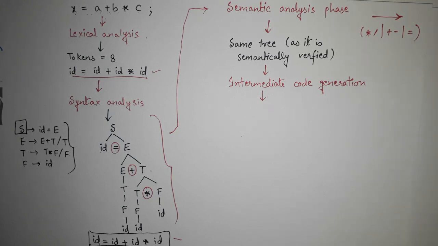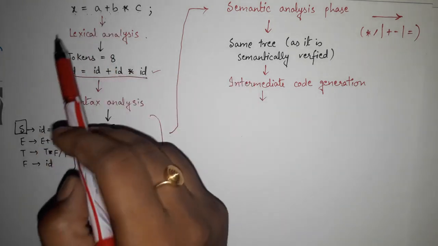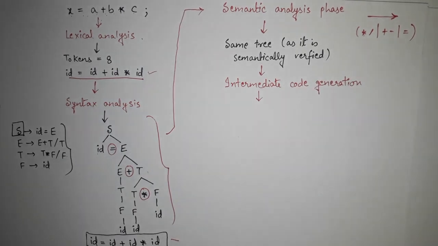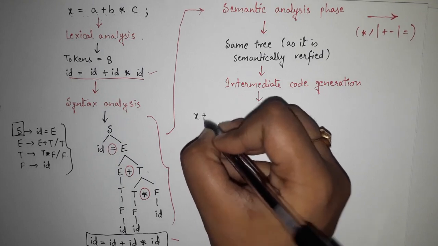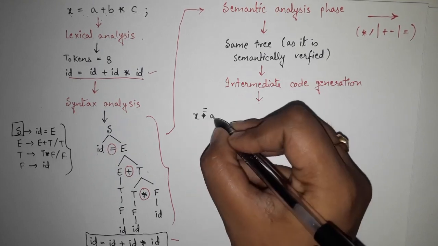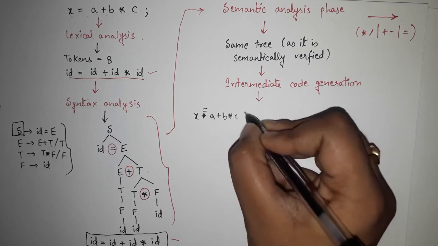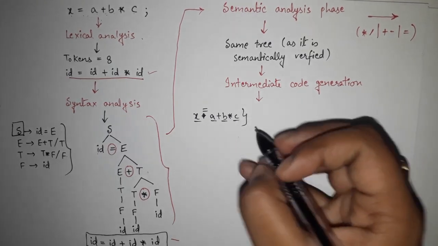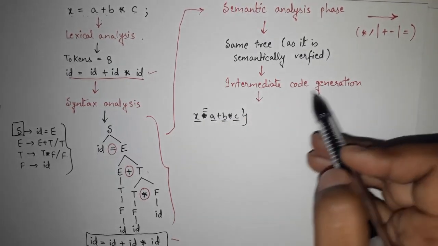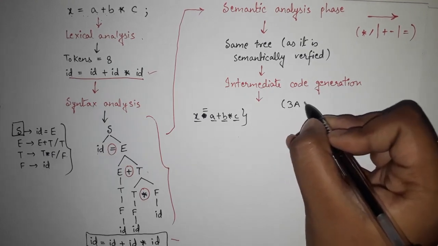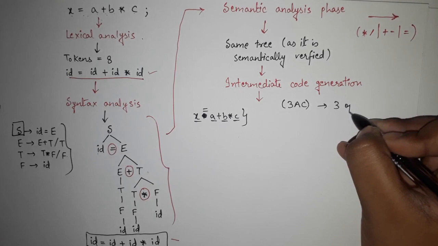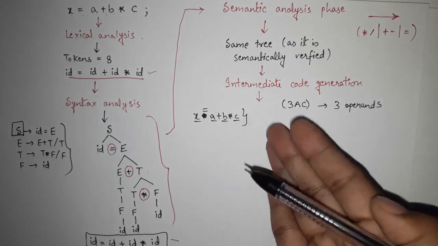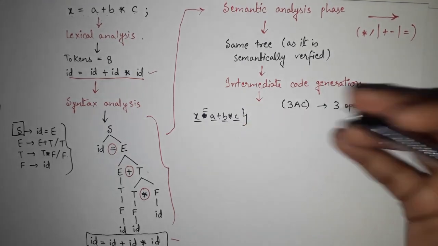So in this case, I know that my given equation was x equal to a plus b star c, right? But as we know, if you see here, we are having 1, 2, 3, 4 operands, but we don't want 4 operands, right? In intermediate code generation, in 3 address code, we want 3 operands, but here in this case we are having 4 operands. So we will convert it into 3 address code in various steps.